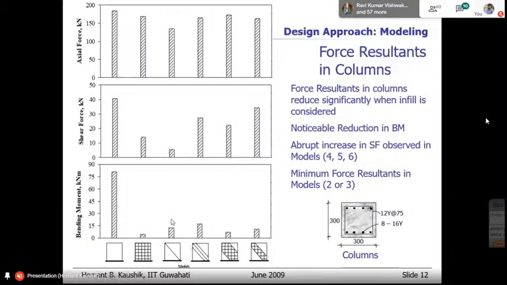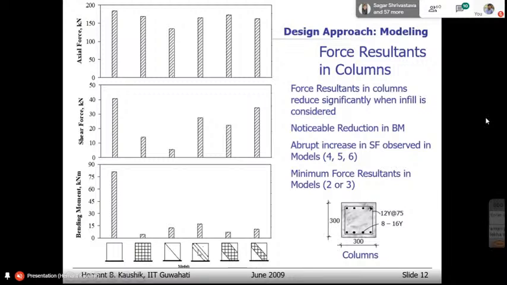Okay, but reduction is still there, even in shear force and axial force. Axial force reduction is much more in the case of columns, because now the entire load is resisted by the single member here. But in this case, the entire load was resisted by the entire wall.